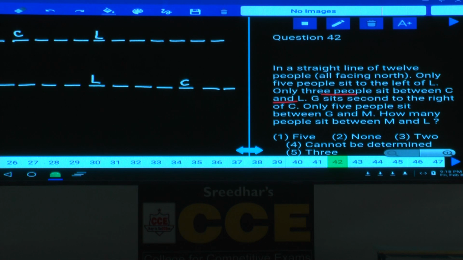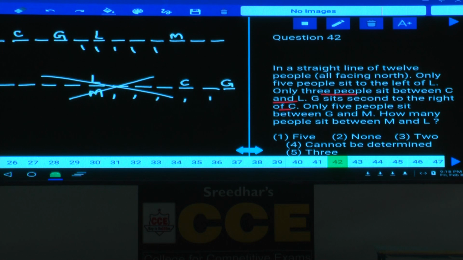G sits second to the right of C. As G is seated second to the right of C in the first case, G is here, and in the second case, G sits second to the right of C, G is at an extreme end. Only 5 people sit between G and M. As only 5 people sit between G and M, 1, 2, 3, 4, 5, and M will be here. And in the second case, in between G and M, there must be exactly 5 people, 1, 2, 3, 4, 5. L and M must be in the same place. Is it possible? As it is not possible, hence the second case is completely ruled out.